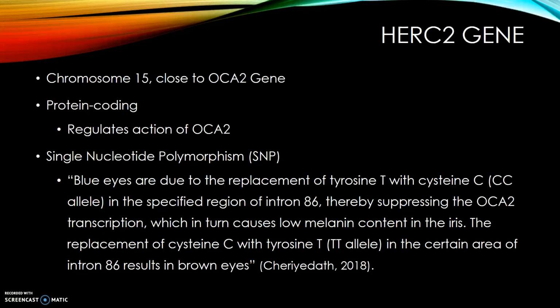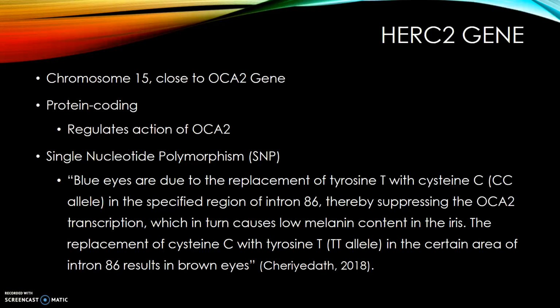An SNP is a single nucleotide polymorphism, and these are differences between human beings that result in different phenotypes, such as eye color in this example. So in order to understand this one, there's a quote here that shows blue eyes are due to the replacement of tyrosine T with cytosine C, CC allele, in the specified region of intron 86, thereby suppressing OCA2 transcription, which in turn causes low melanin levels in the iris. The replacement of cytosine C with tyrosine T, TT allele, in the certain area of intron 86 results in brown eyes.